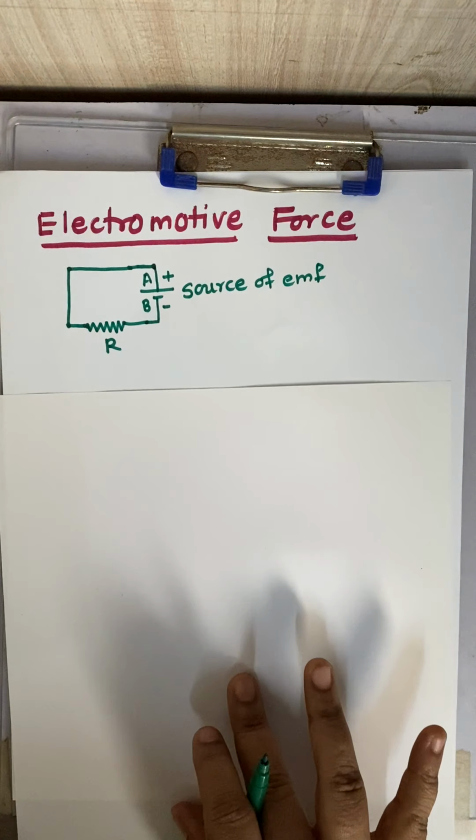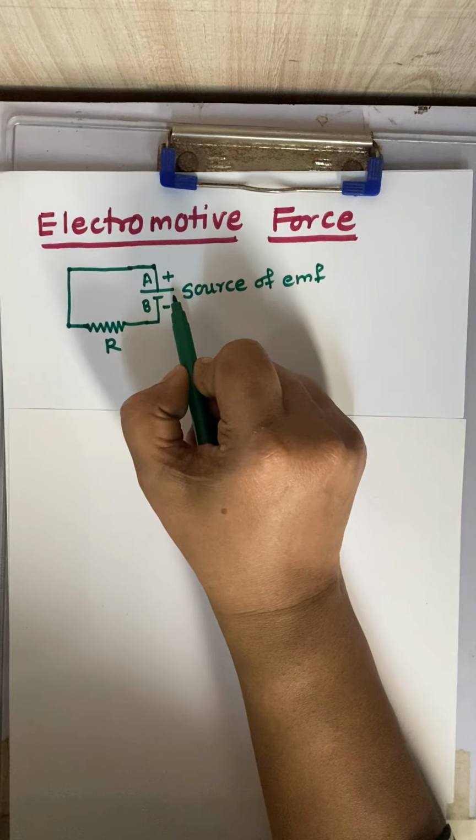Good morning, children. Today we are going to study a new topic called electromotive force. When we want a steady flow of electric current in the conductor and we have to maintain it throughout the circuit, then a cell or a battery is always responsible, or any cell or a battery is always required.